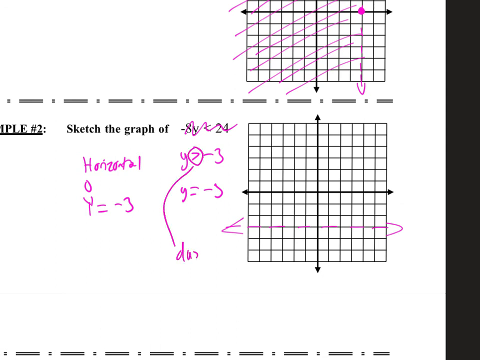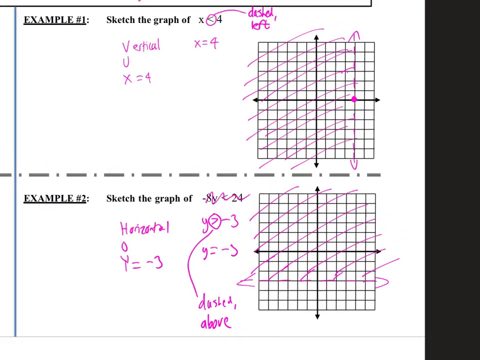It's a dashed line because it's not equal to, and it's going to be shaded above or below if it's greater than? It's going to be shaded above. It's going to be a dashed line shaded above. All right, and there's our final example for today.